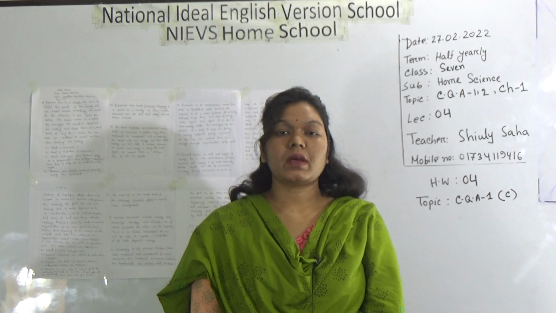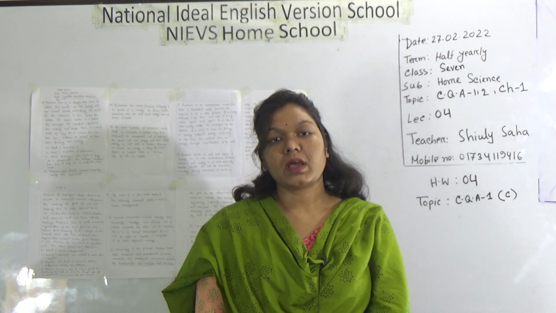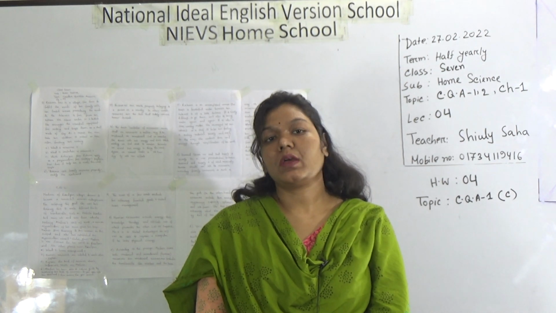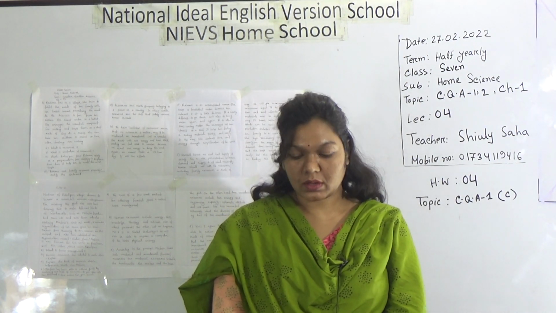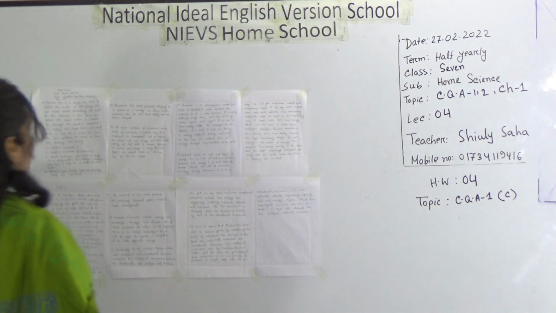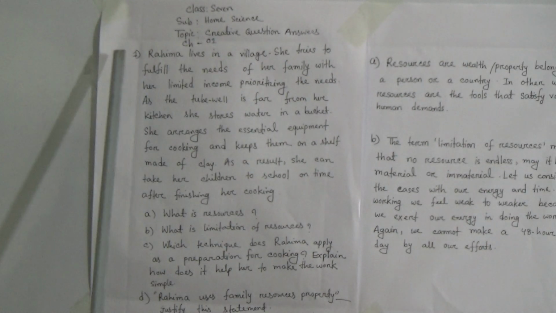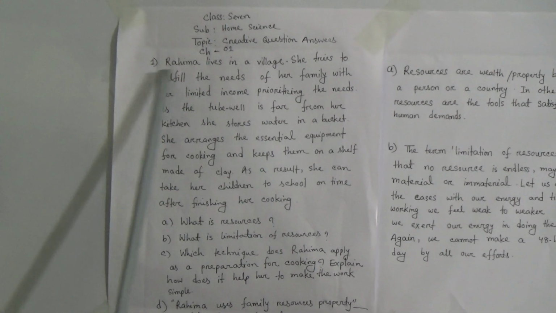Student, today I am going to take your home science class for the students of class 7. Today's topic is creative questions 1 and 2 from chapter 1. So students, let's get started with our class. Now, creative question 1. This is your stem. You have to answer these 4 questions based on this stem. So read this stem very carefully.